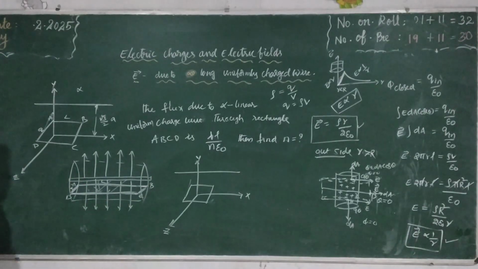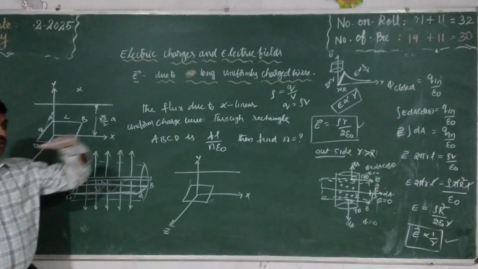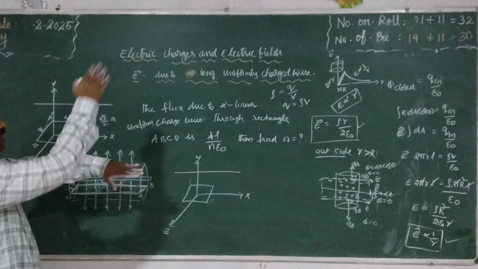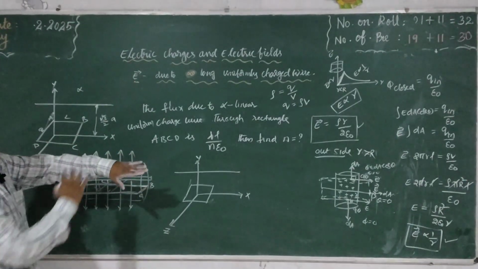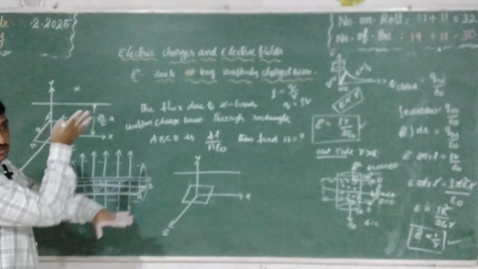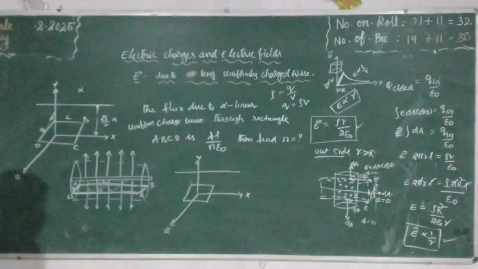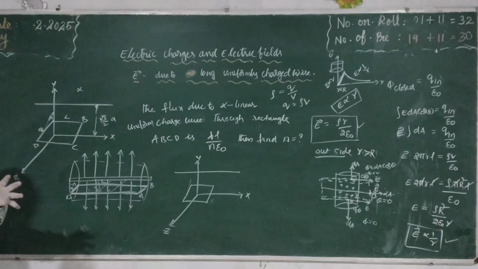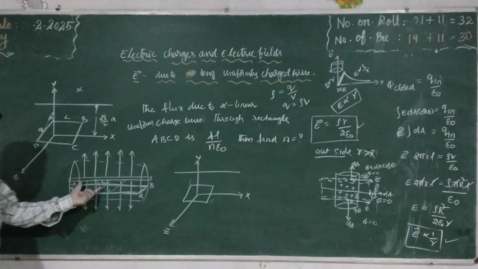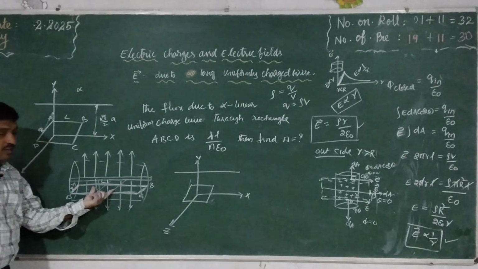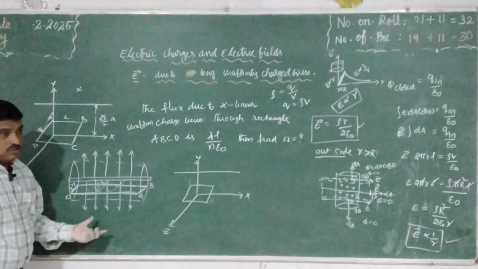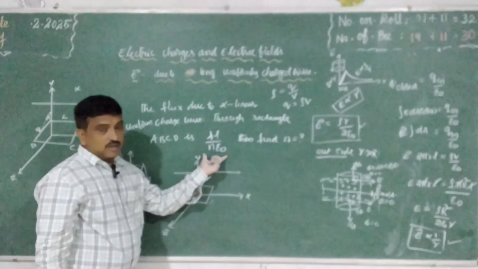In this case, what is the flux? Take this cylinder, for example. The electric field lines go outward in this direction, this direction, this direction, on all sides, 360 degrees. So 360 degrees of electric field lines are coming out. In this, how many field lines pass through this ABCD area? For that they gave us λL by nε₀.